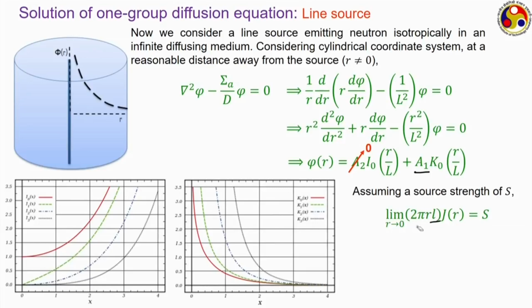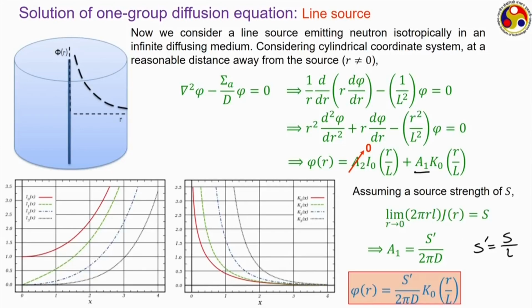I am not showing the detailed calculation; you can follow a similar procedure, because again J can be related to the gradient of phi following Fick's law, and this K naught itself is a function of r. So, if you put them in, you are going to get that A 1 is equal to S prime by 2 pi D, where this S prime is actually the source strength per unit length, S by small l. So, the final form of the flux is something like this.